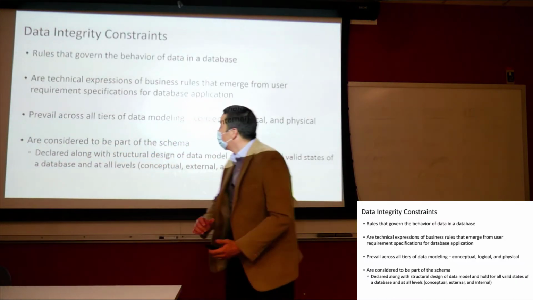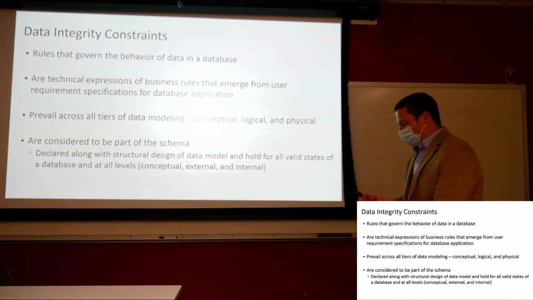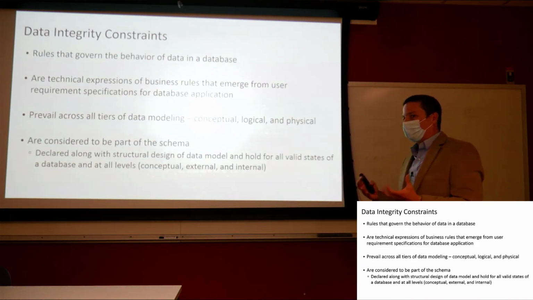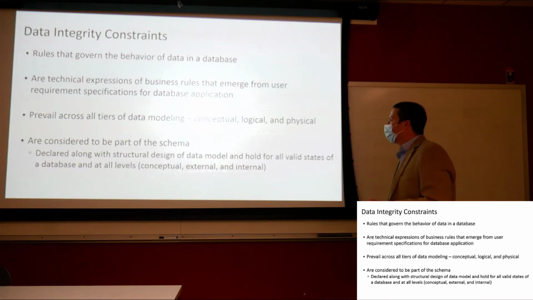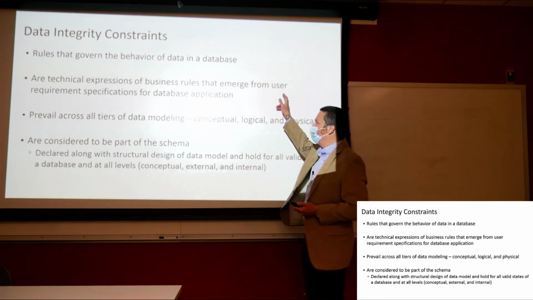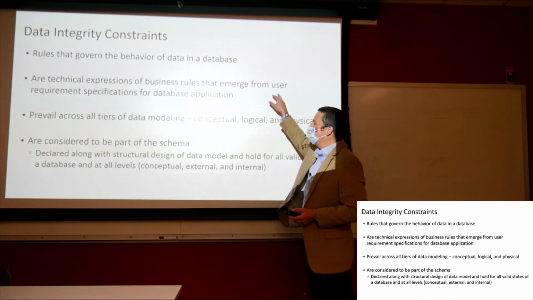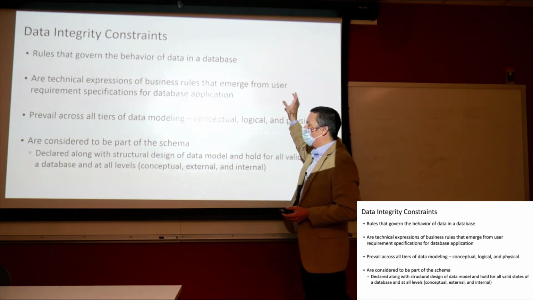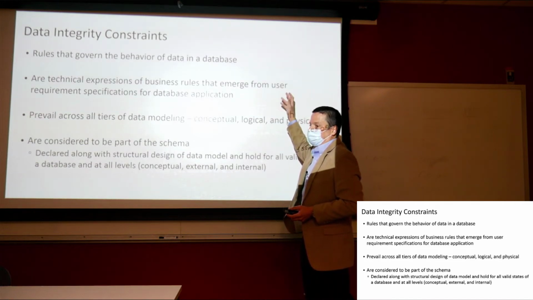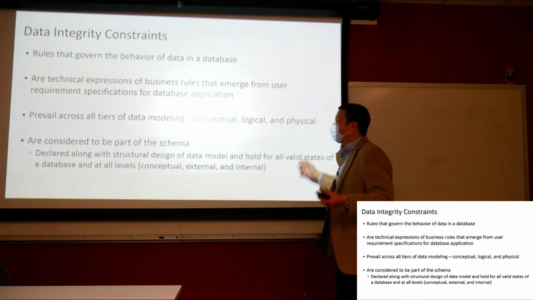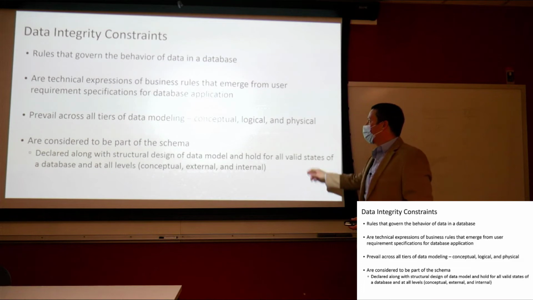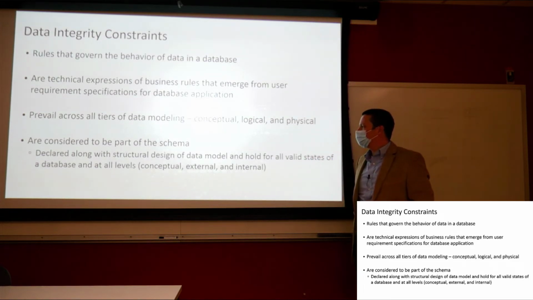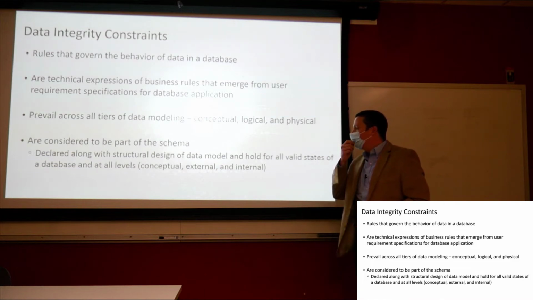All right. So our data integrity constraints are rules that we implement within our database in order to make sure that the database conforms to the business rules and requirements that we've talked about. So they're technical expressions of our business rules that kind of enforce that the database is going to do what the business needs it to do. This works across our conceptual, logical, and physical modeling and is considered to be a part of the schema.